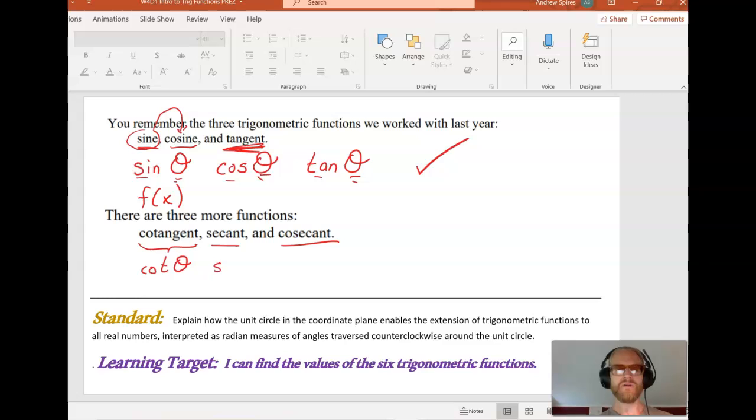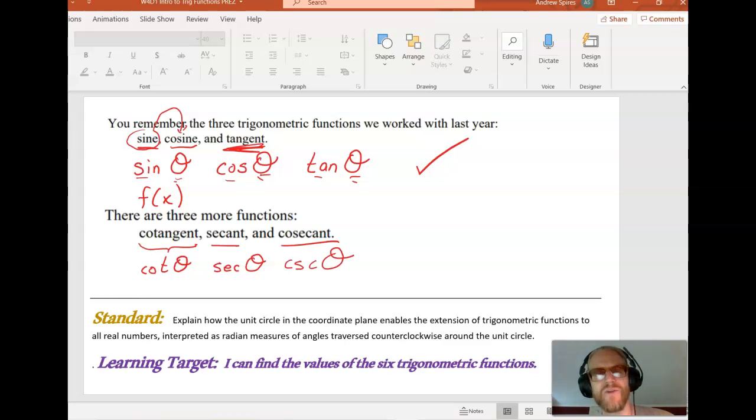Secant, SEC. Hey, I'm a Georgia fan. My wife and I met at UGA. Math majors. Woo, woo, go dogs.